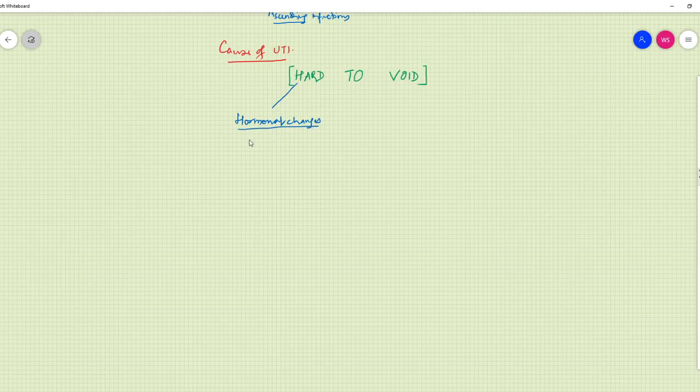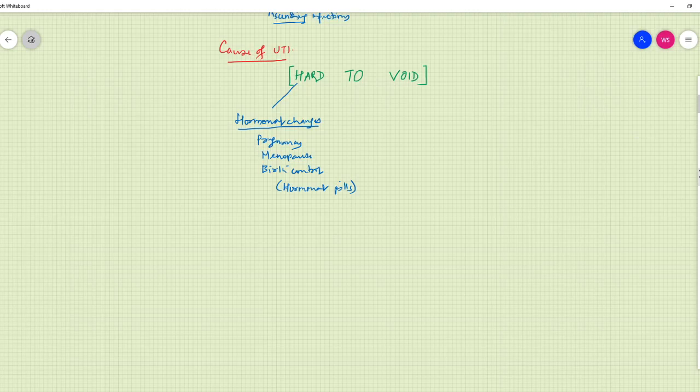It can be caused by pregnancy. It can be caused by menopause. Okay, where there is loss of hormones, or artificial hormonal changes like using birth control hormonal pills. Okay, so those can cause hormonal changes.